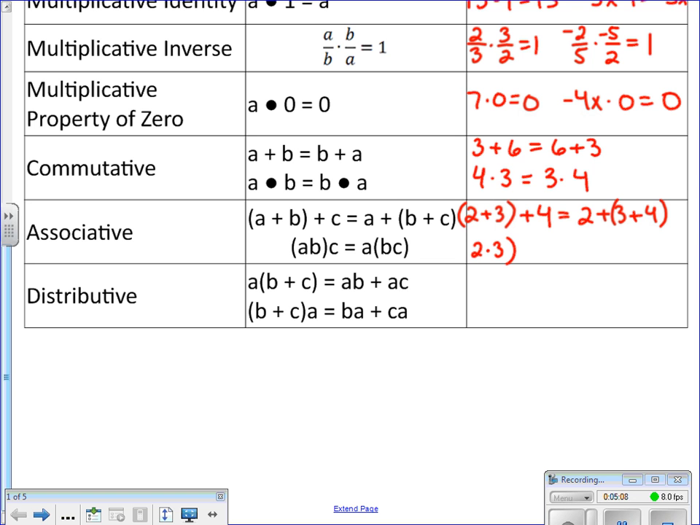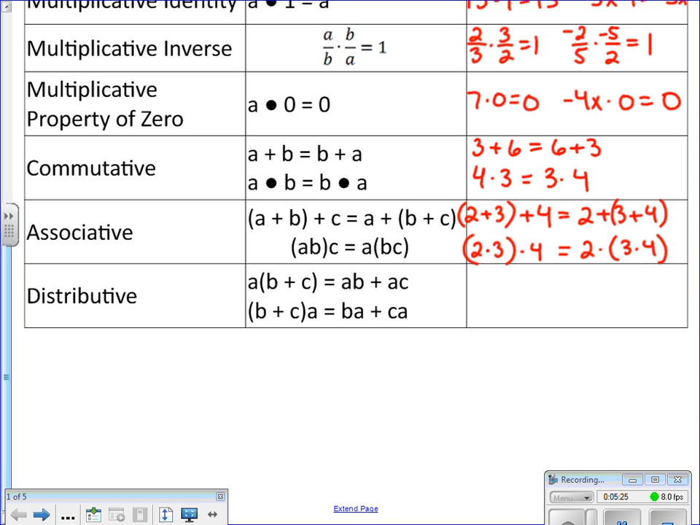And it works for multiplying. 3 times 2, put in parentheses, times 4. 3 times 2 is 6, times 4 is 24. But say you don't want to multiply those together first. 3 times 4 is 12. 12 times 2 is 24. That's the associative.